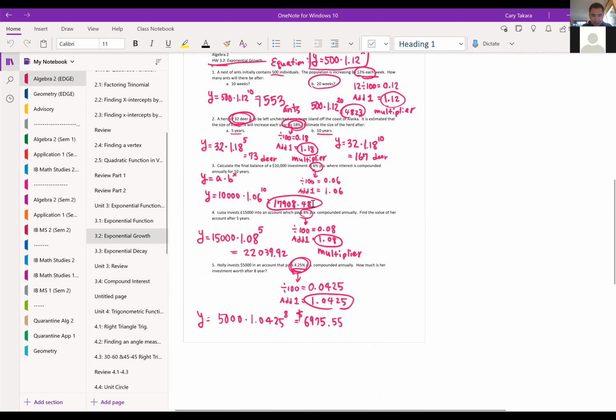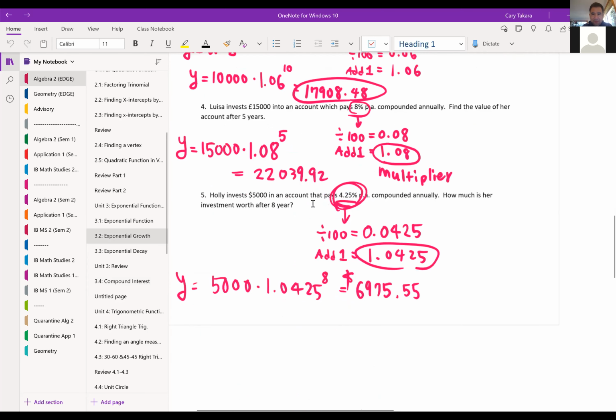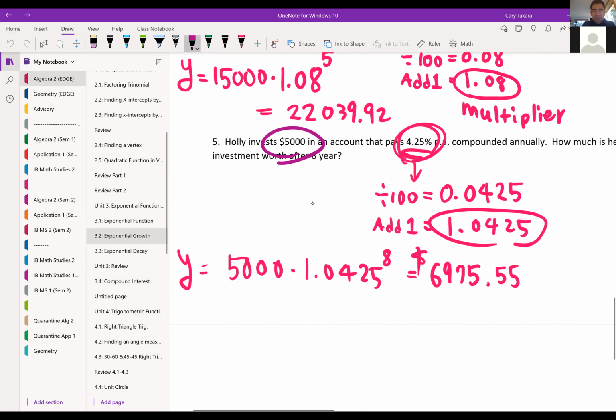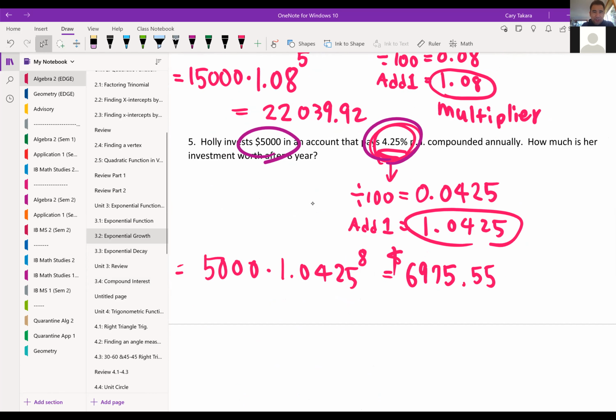Let's see, is there any good problem? Like here, you've got $5,000 you're investing. You're going to put the money in the bank. The bank says it will give you a 4.25% interest rate. And then you want to know how much money you will have after 8 years. So these are the three key numbers that you have to play with.